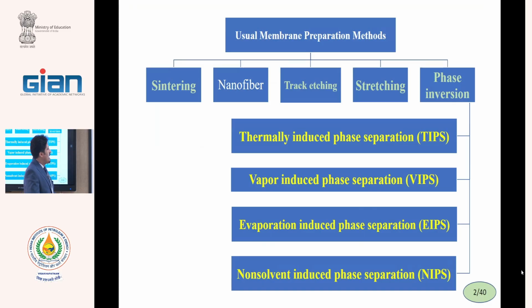Phase inversion can be categorized into 4 main categories. Thermally induced phase separation, named TIPS. Phase separation and phase inversion are similar. Vapor induced, VIPS. Evaporation induced, EIPS, and non-solvent induced, NIPS. Okay? When I say NIPS, that means non-solvent induced phase separation.